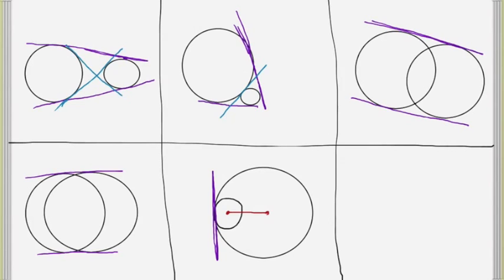And our last one. How many externals? Zero. How many internals? Zero. There's no way I can brush both of those circles. I would have to cross inside of them.